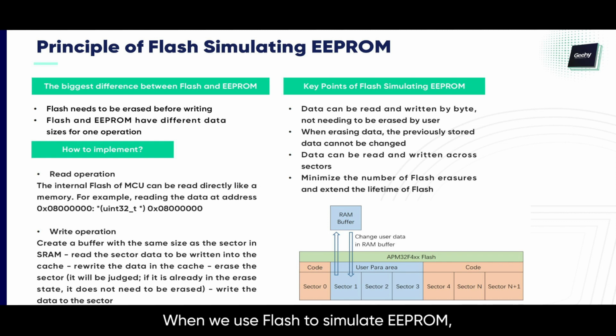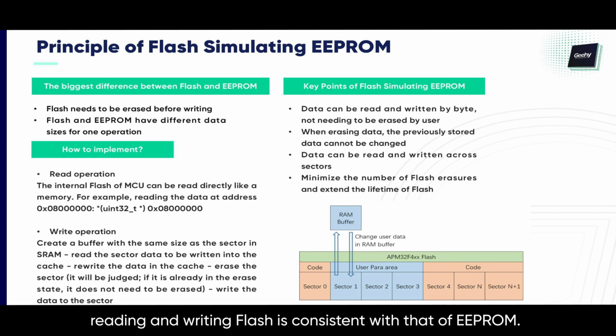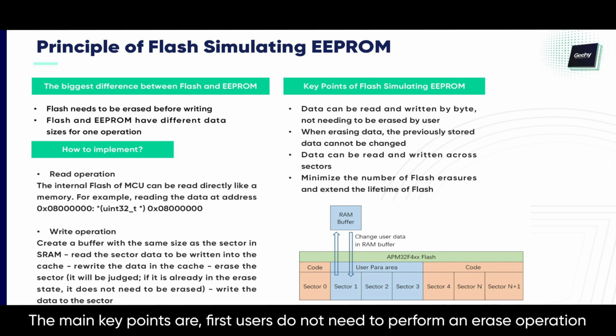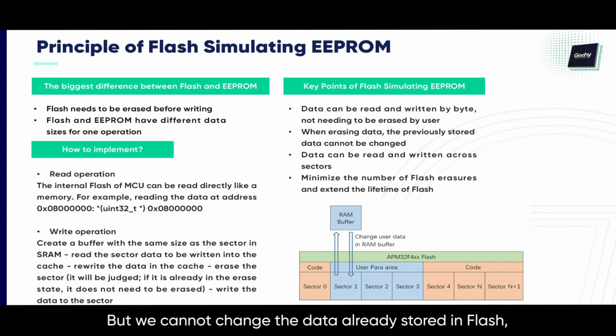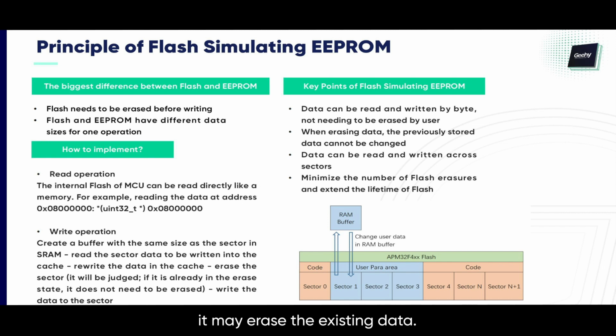When we use flash to simulate EEPROM, a key point is that our experience of implementing reading and writing flash is consistent with that of EEPROM. The main key points are, first, users do not need to perform an erase operation when reading and writing flash. Then we can read and write by byte, and we should pay attention to it when erasing. But we cannot change the data already stored in flash, because even if we write a byte, it will erase the entire chip. Therefore, if you do not save the existing data first, it may erase the existing data.